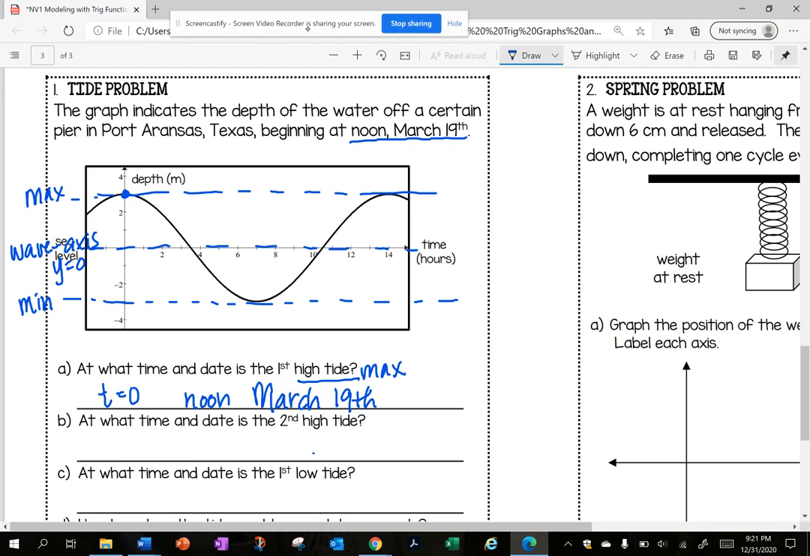Okay, next question. What is the date and time of the second high tide? So the next high tide is right here. These are t, it says in hours. So if this is noon, 12 hours later, this is going to be March 20th here. So it's 14 hours. t equals 14 hours. So this is going to be at 2 a.m. on March 20th.